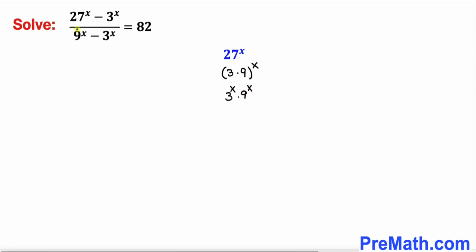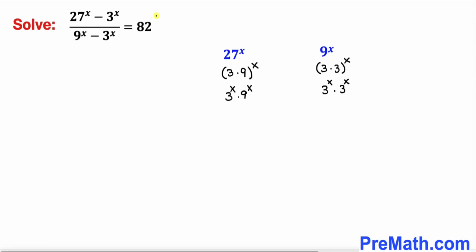And now let's focus on this denominator part, 9^x. This 9 could be written as 3 times 3. So we can write this as (3 × 3)^x, or this could also be written as 3^x times 3^x.